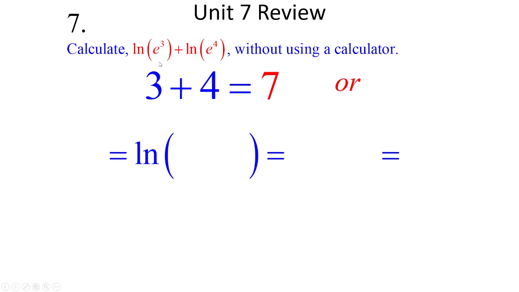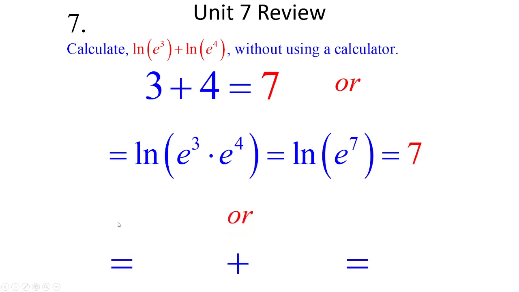Looks like I'm doing it like this. I'm going to combine these. So isn't that going to be the natural log of e to the 3 times e to the 4? Let's see. Yep. And that's going to be the natural log of e to the 7. And you can bring the 7 out. 7 times the natural log of e is 7 that way.